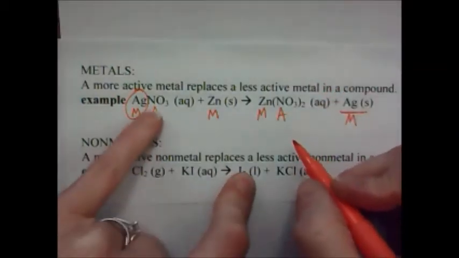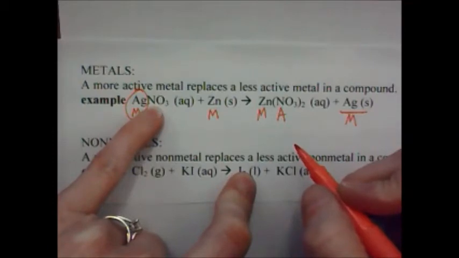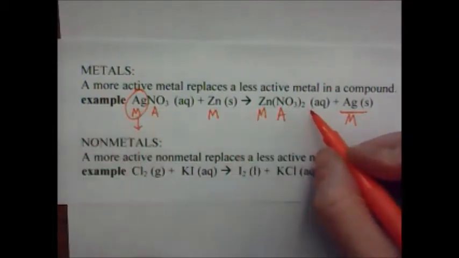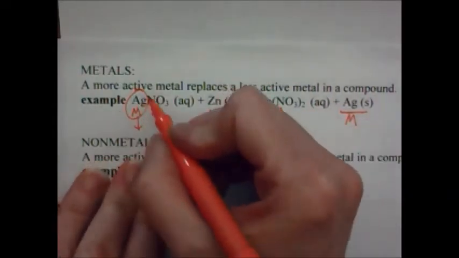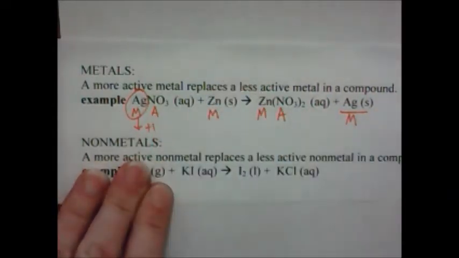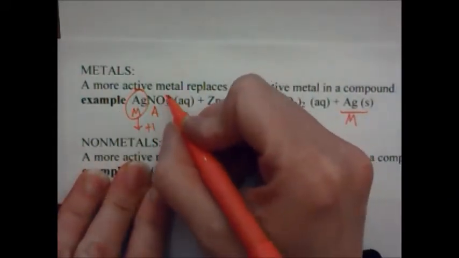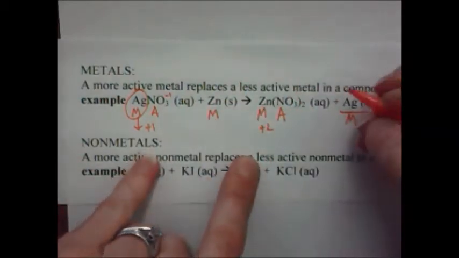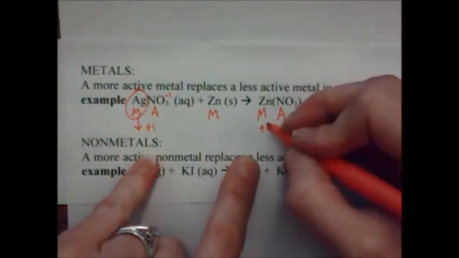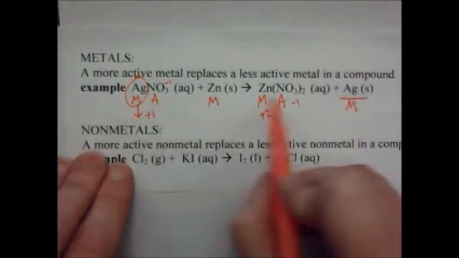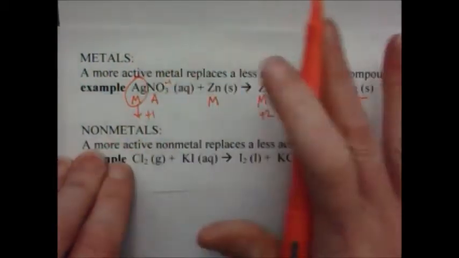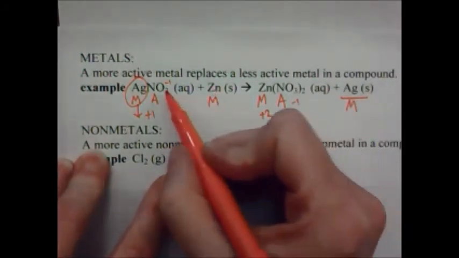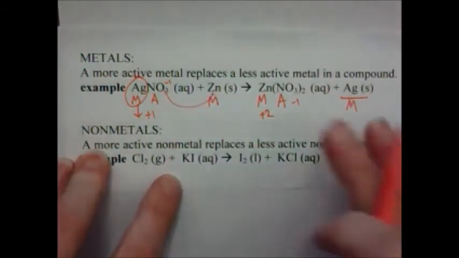Now notice that before, nitrate was not in parentheses, did not have a 2 outside, but in the products it does. That's perfectly okay. Silver has a positive 1 oxidation state. Nitrate is always negative 1. Well, zinc has a positive 2 oxidation state, so it's going to need 2 of these nitrates. You don't have to worry about the 2. We write the formulas based on what's pairing with each other, and in this case, the zinc is what's going to pair with the nitrate.